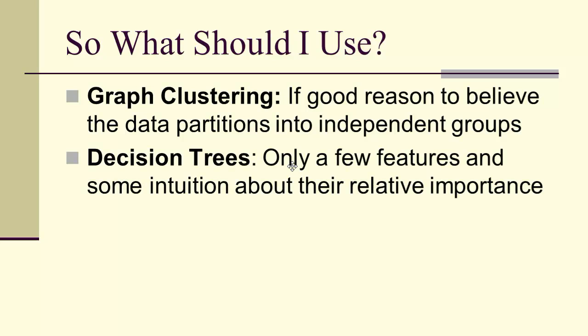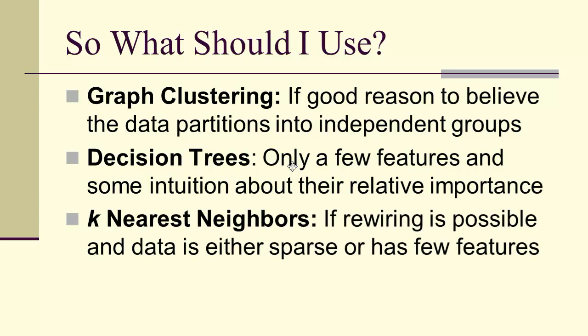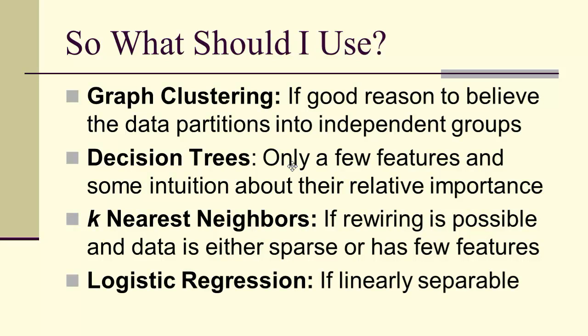If there's only a few features and you have some intuition about how important those features are, you can use decision trees. If rewiring is possible and there either are only a few features or the data is sparse, then k-nearest neighbors. And if it's linearly separable, then logistic regression, which we tend to think of as the workhorse of predictive modeling.